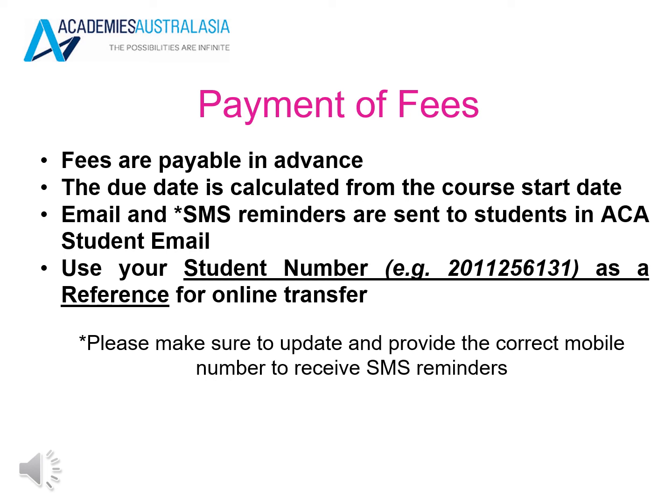Fees are payable in advance. The due date is calculated from the course start date. Email and SMS reminders are sent to students in the Academy's Australasia student email. Once you make a payment, use your student number as a reference for online transfer. Please make sure to update and provide the correct mobile number to receive SMS reminders.